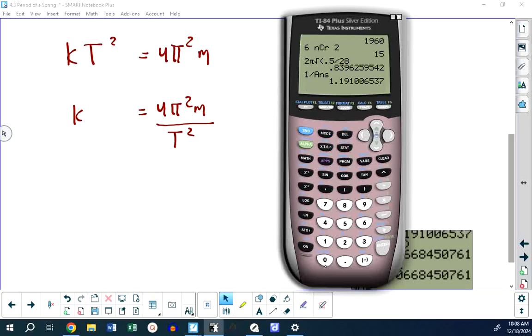Was the period 0.46? Is that what I saw? 0.42? Thank you. So I'm going to take 4 times pi squared, don't forget to square the pi, times the mass of 0.5, divided by 0.42, which is the period, and don't forget to square that. So we're getting a spring constant of about 112 newtons per meter.